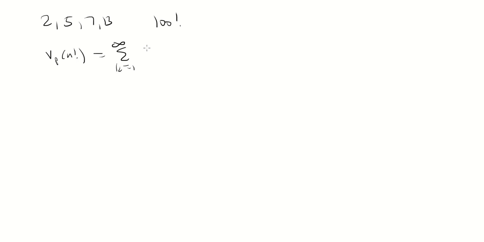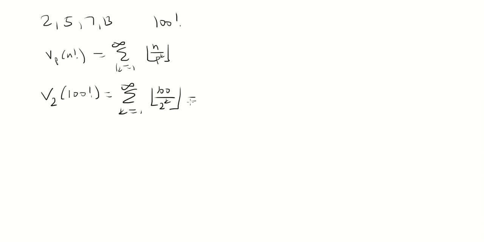So we're going from sum k equals 1 to infinity, the floor of n divided by p to the k. So starting with prime number 2, how many times does that go into 100 factorial? We enter in the formula, n is 100, p, the prime number, is 2, sub k. So we plug in k equals 1, we get the floor of 100 divided by 2, plus when k equals 2, we get 100 divided by 2 squared, which is 4. And then we go to k equals 3, that's going to be 100 divided by 8.